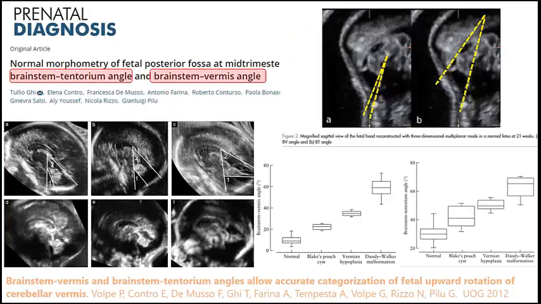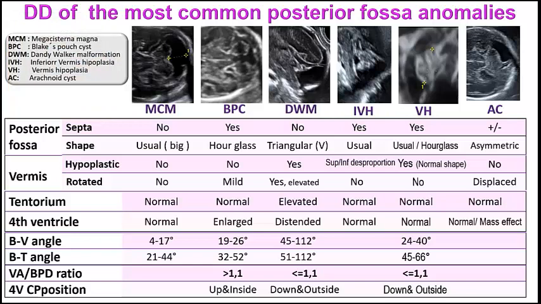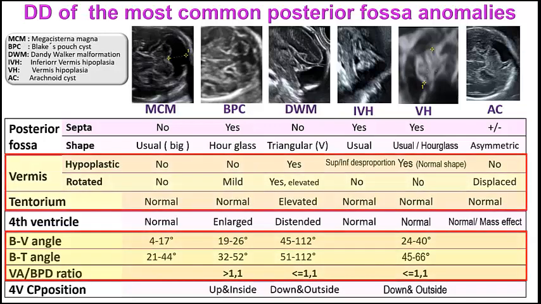In posterior fossa anomalies, we can also measure, in the mid-sagittal view, the brainstem vermian angle and the brainstem tentorian angle to quantify the rotation of the vermis. These angles can be useful in the differential diagnosis of posterior fossa anomalies. There are several ultrasound features that can assist us in the differential diagnosis of the most frequent posterior fossa anomalies. And for evaluating most of these items, the mid-sagittal view is essential.